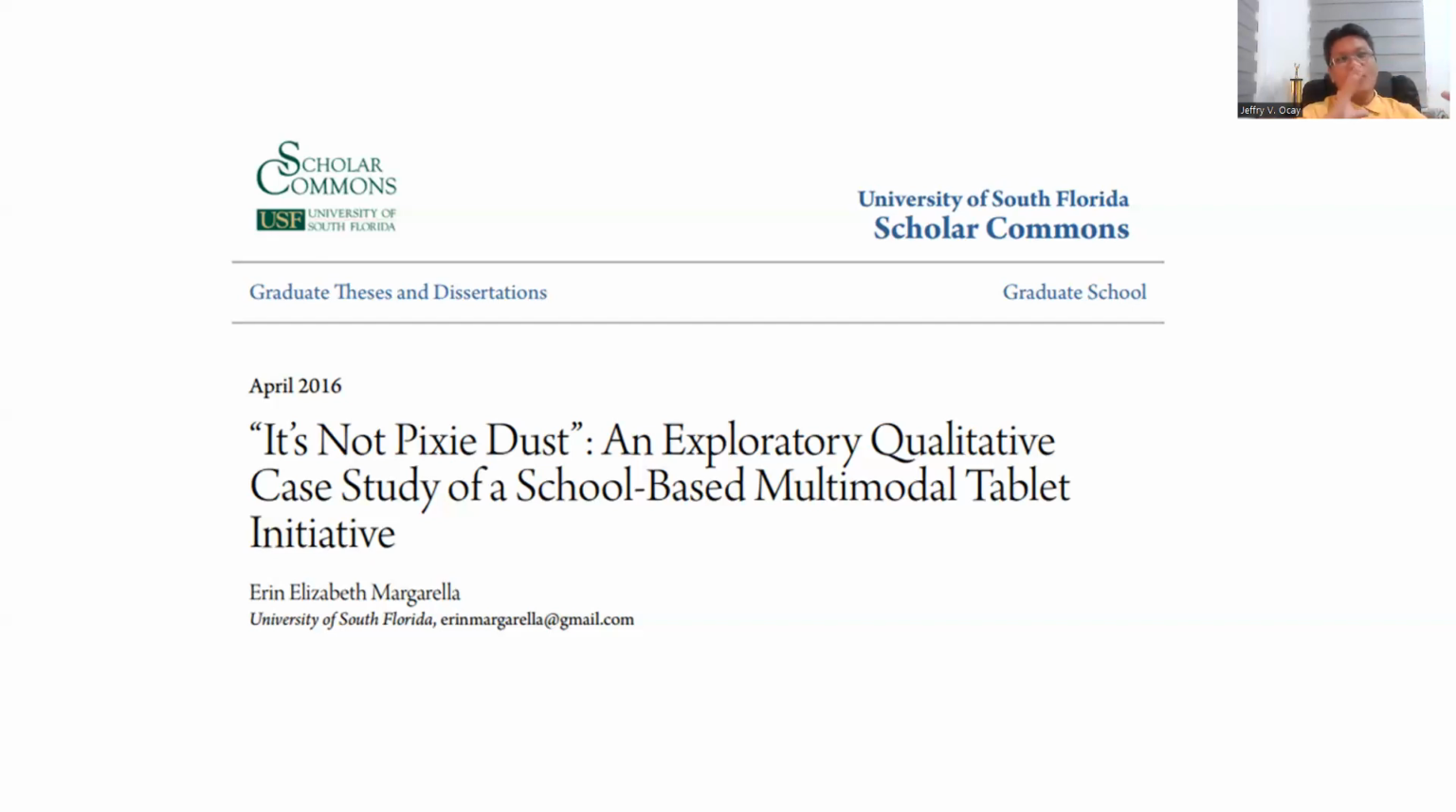And the primary title is always the title that comes before the colon, and the phrase or the statement that comes after the colon is the secondary title. But in this case, I should say "It's not pixie dust" is not the primary title because it's framed in a literary fashion, but I guess this is forgivable anyway. And so it reads, "It's not pixie dust: an exploratory qualitative case study of a school-based multimodal tablet initiative." Okay, so as we can see, the problem, what is supposed to be done, or what is done in the research is clearly articulated.